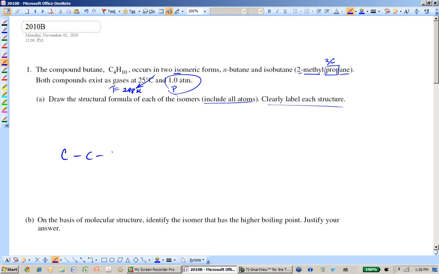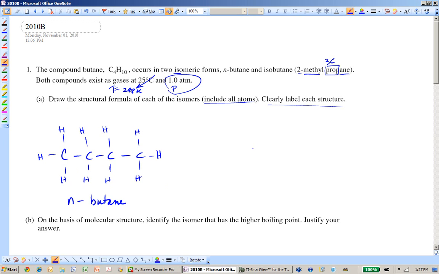Here comes normal. String those 4 carbons. 1, 2, 3. I'm making sure each carbon has 4 bonds, and I put an H on each one. Isn't this fun? And there you go, normal butane.